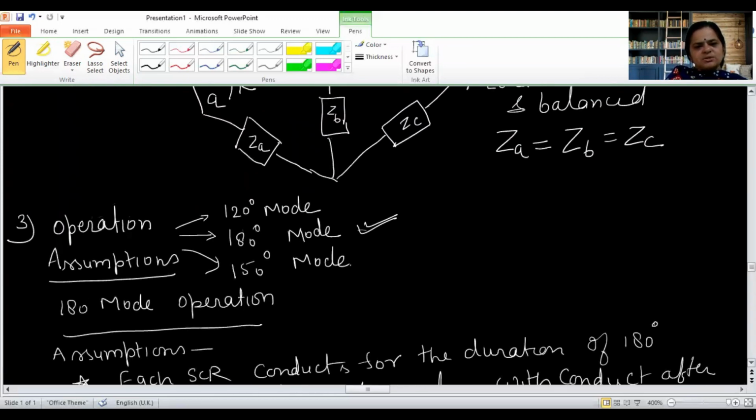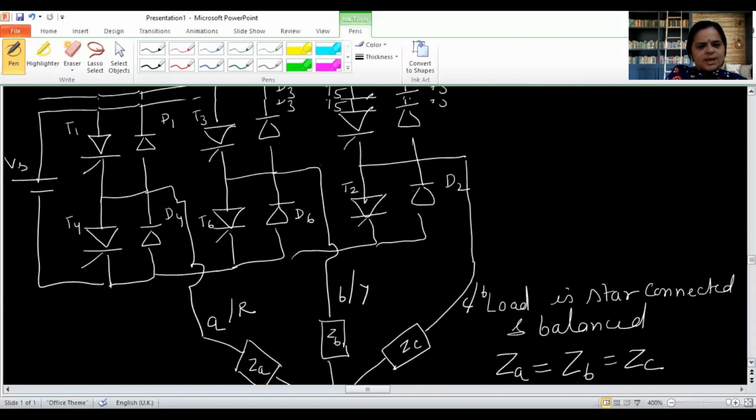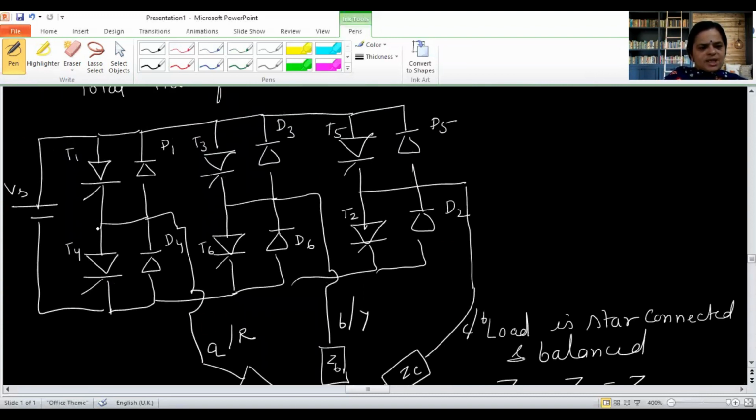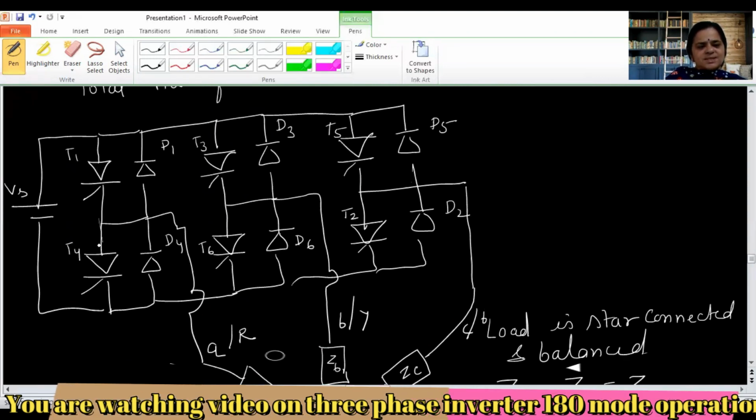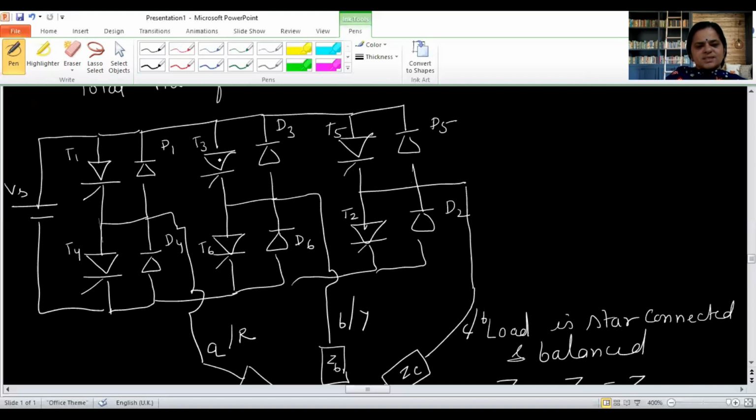Now, I just want to tell what is the meaning of same leg and the SCRs of the same group. So let's go back to the power circuit diagram. You can see that in this power circuit diagram, T1 and T4 are the SCRs which are connected in the same leg back to back. So T1, T4 are the SCRs of the same leg, whereas T3, T6 are the SCRs of the same leg, and T5, T2 are the SCRs of the same leg. What it means is that if T1 starts at 0, then T4 can start conducting only at 180 degrees, because there should be a difference of 180 degrees. So if T1 starts conducting at 0, T4 should start conducting at 180 degrees.